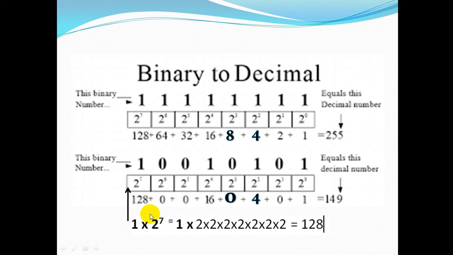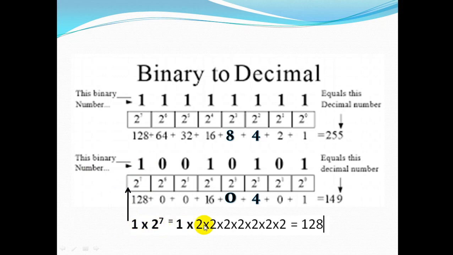Now this is an explanation. How do you get 2 raised to power 7? Just to have an example, just to explain how this is done, 2 raised to power 7 times 1 here. So 1 times 2 raised to power 7.